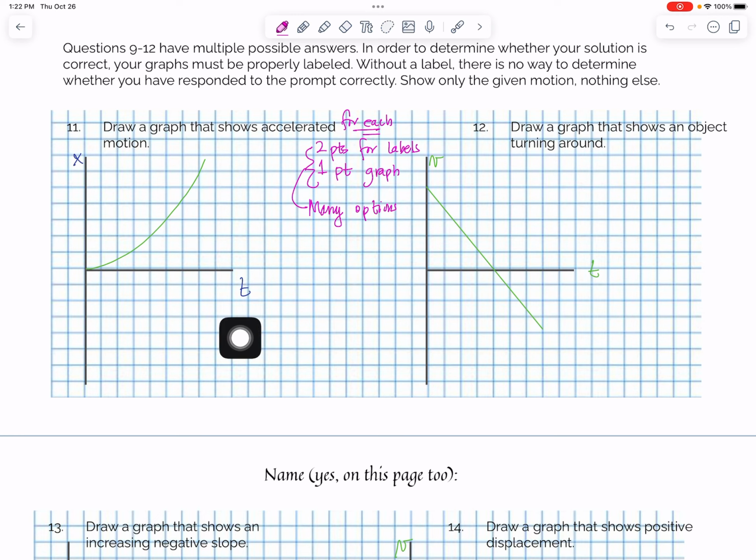I did a position versus time graph with this going up. Basically, you just need to show that the slope is getting steeper.